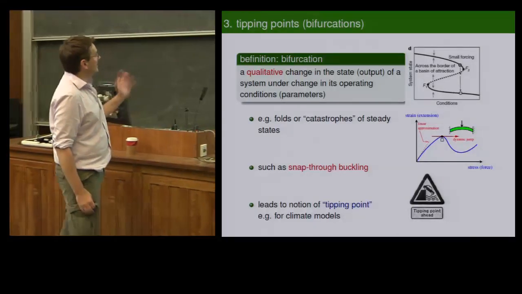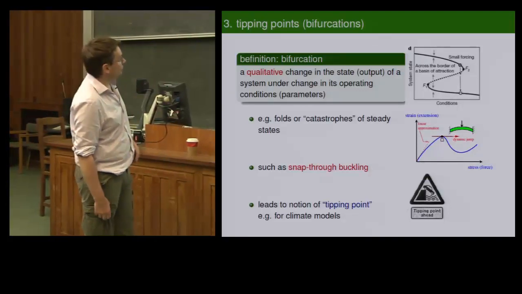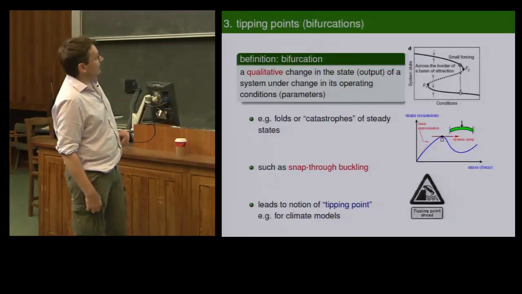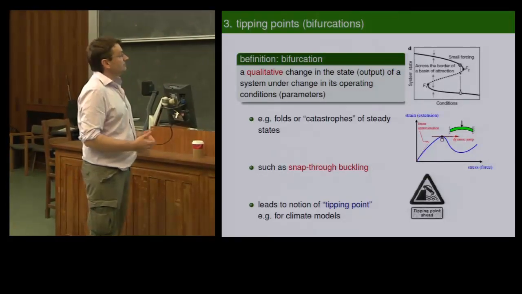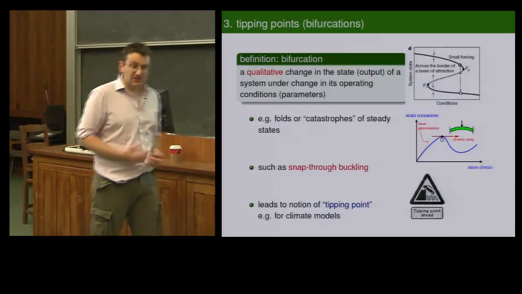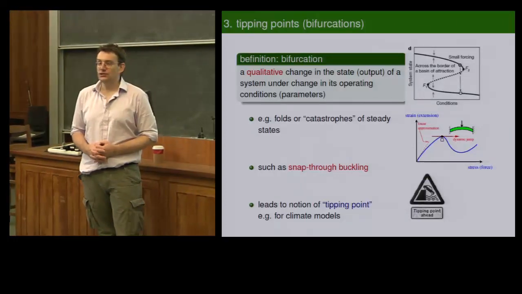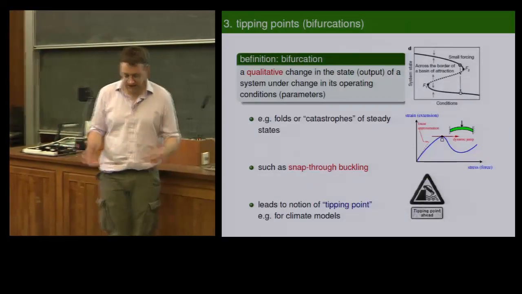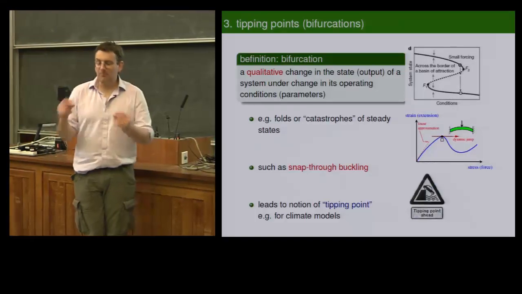Well, the mathematical idea of a tipping point is a bifurcation, a qualitative change in the state that is the output of a system under change in its operating conditions. This is like what physicists call a phase transition. Something is going along fine, the Earth is basically adapting, bang.